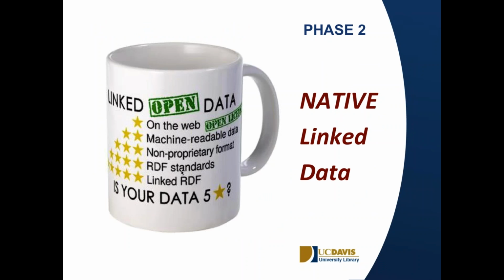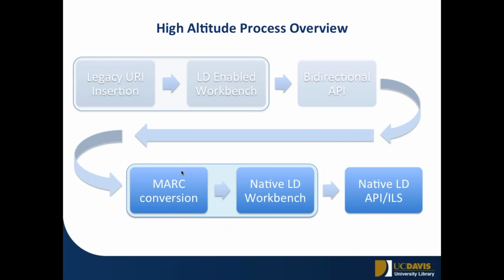Once we finish that, we move to phase two. Phase two is the big transition phase, where things really are going to change. Because as we move into that phase two universe, again, looking at our overall high-altitude view, it's in phase two that we start to go native linked data, which means that we're saying bye-bye to MARC and no longer thinking or working in that universe.